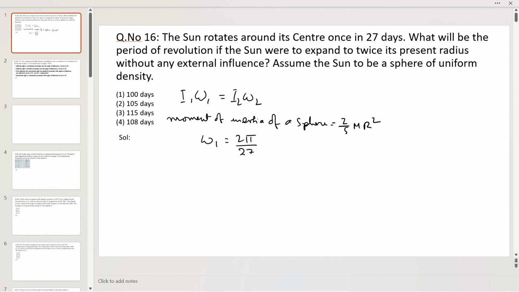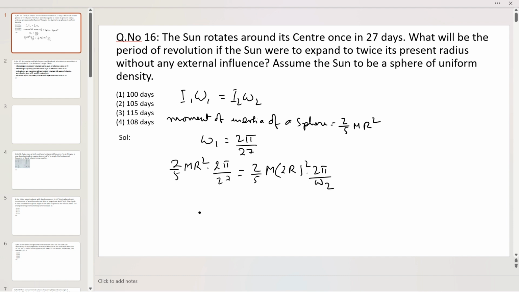So 2 by 5 m r square into 2 pi by 27 is equal to 2 by 5 m. Here your radius becomes twice r, it is given to you, 2r the whole square, into 2 pi by omega 2. We have to find it out.